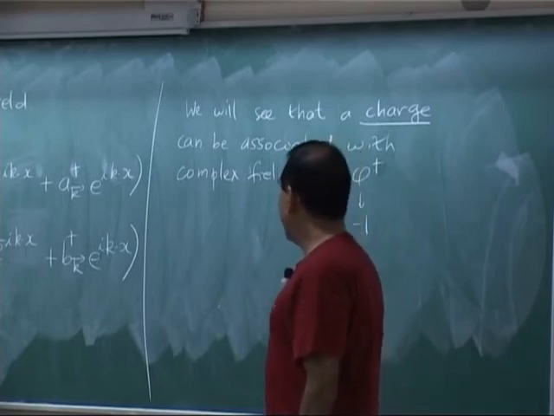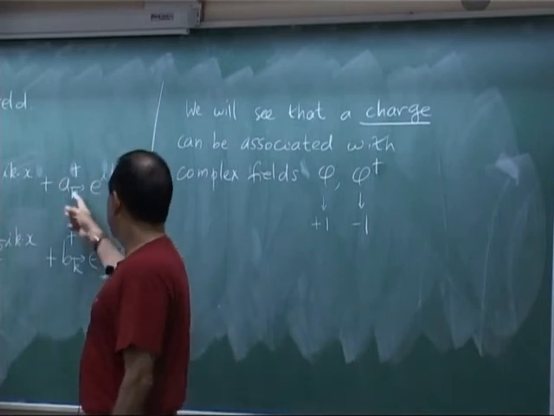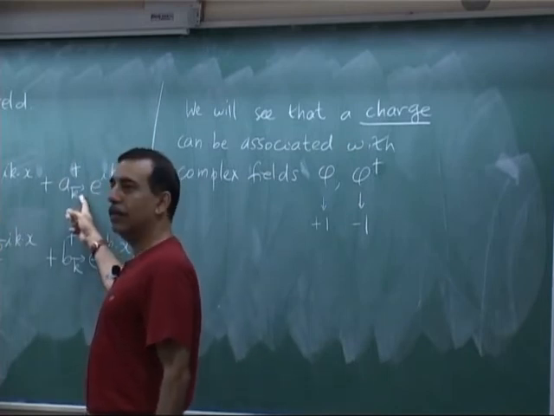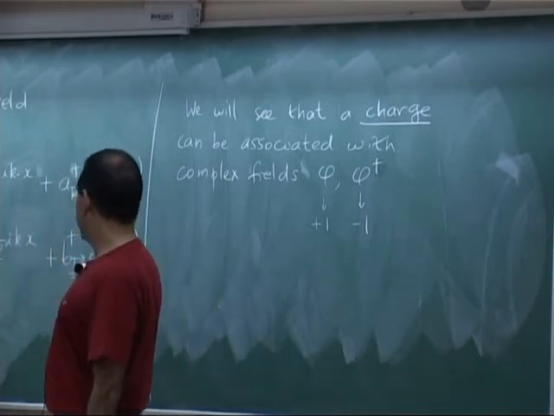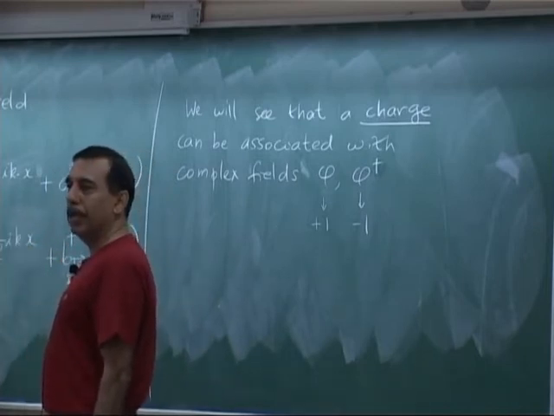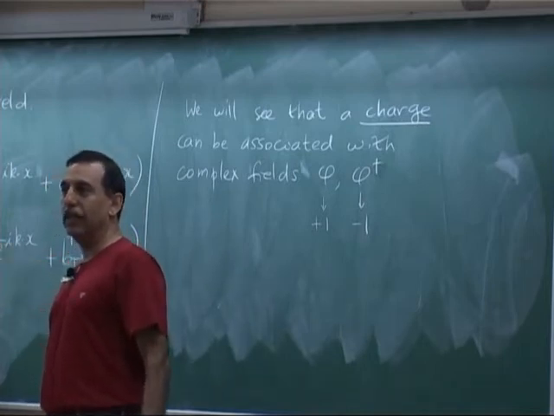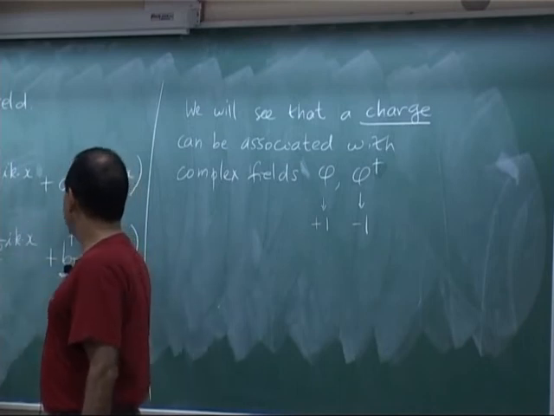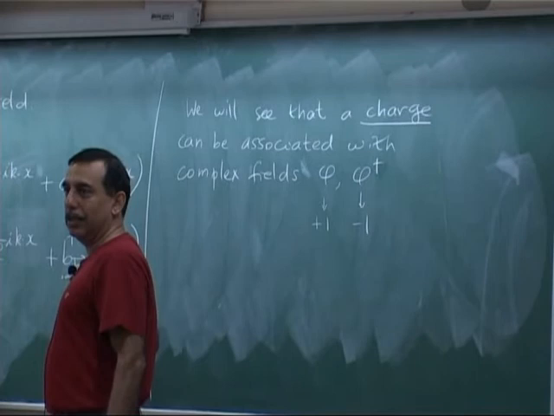In the light of that, if you look at this, you'll see that this creates a particle of charge plus 1, but this one here creates a particle of charge minus 1, because phi dagger is associated to charge minus 1. So we learn that when you have a complex field, then you have particles of some charge as well as particles of the opposite charge.